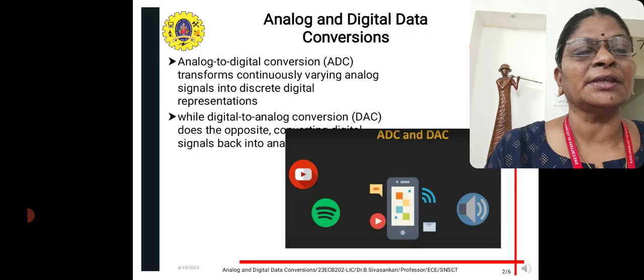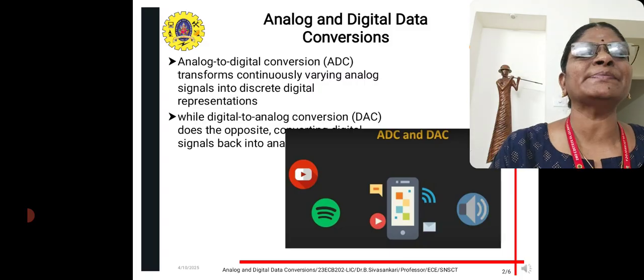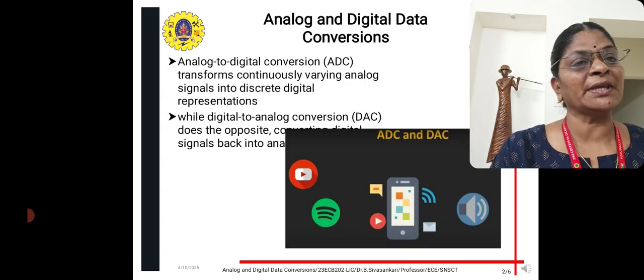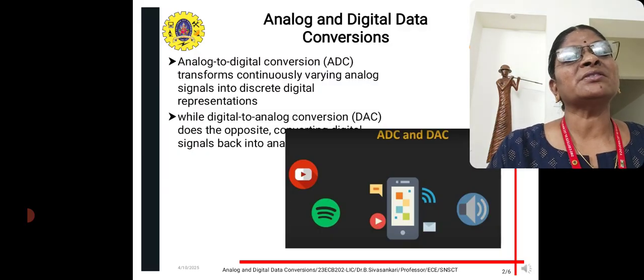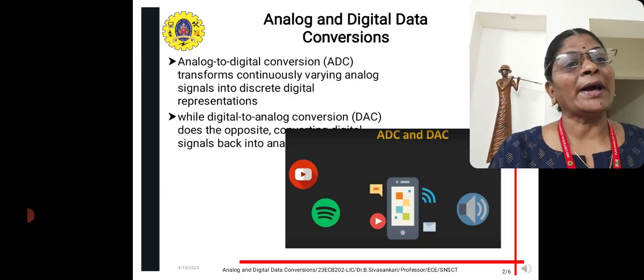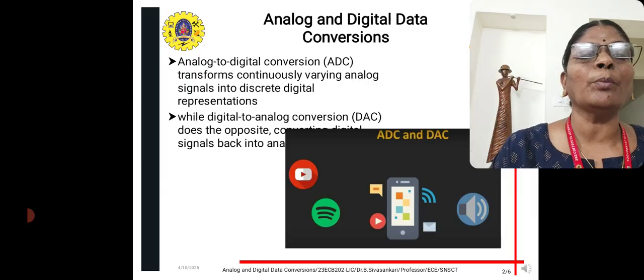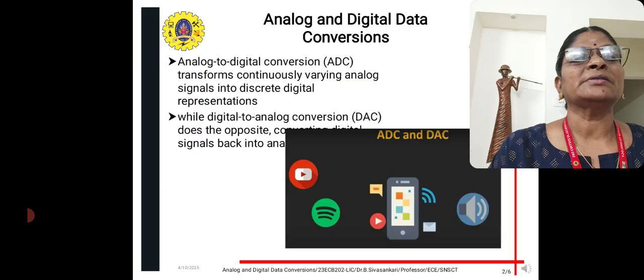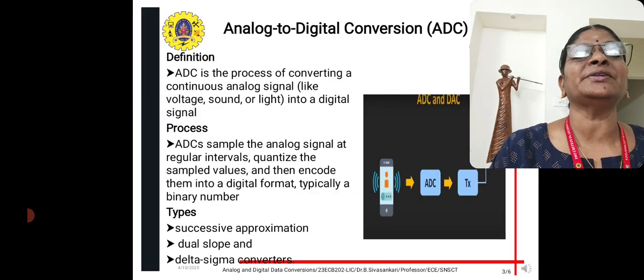Before entering into the types and applications, let us first know what is meant by ADC and what is meant by DAC. ADC is nothing but analog to digital conversion, which transforms continuously varying analog signals into digital signals, whereas the vice versa of ADC is our DAC. Here in DAC, the digital to analog conversion does the opposite: it takes continuous digital signals back into analog form. So this is all about analog and digital conversions.